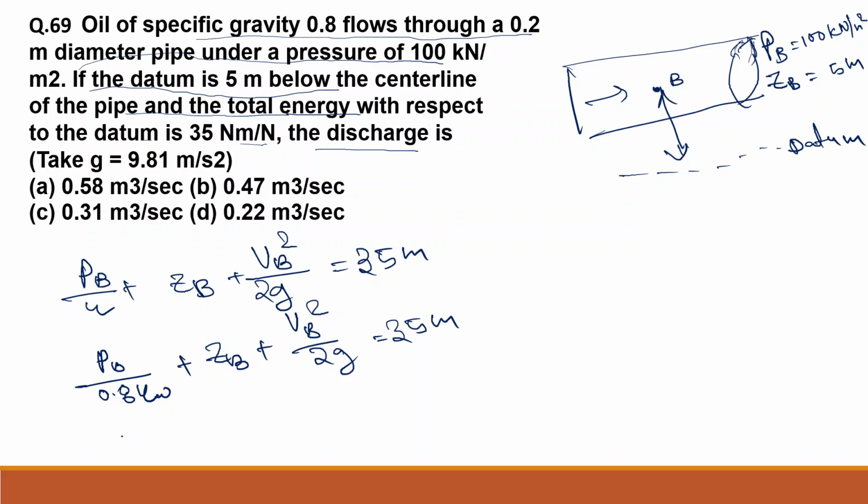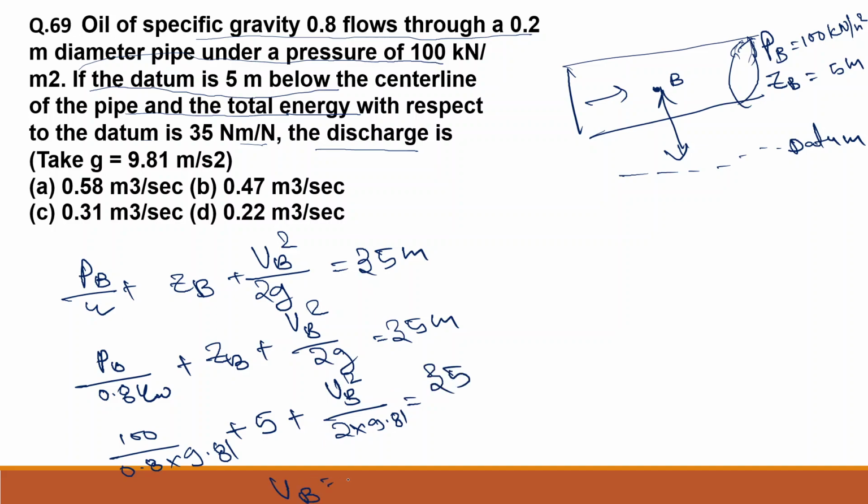After that the value of PB is equal to 100, and 0.8 into gamma value, G value is 9.81, plus ZB is equal to 5, and ZB the value is given. VB square we have to find out upon 2G, 2 into 9.81 is equal to 35. The value is VB is equal to 18.401 meter per second.